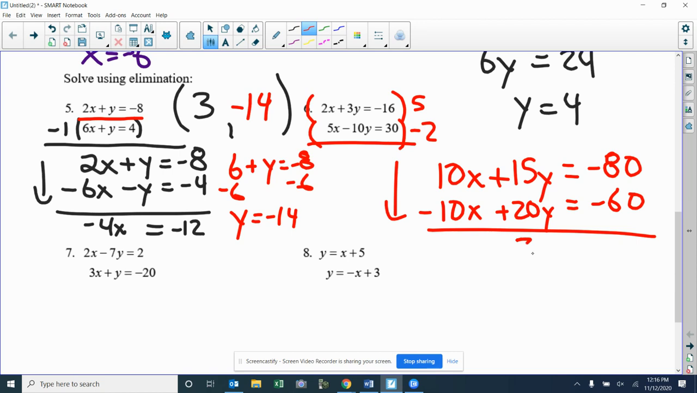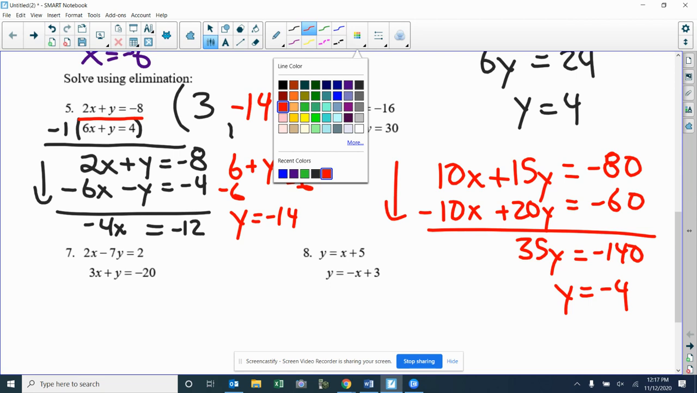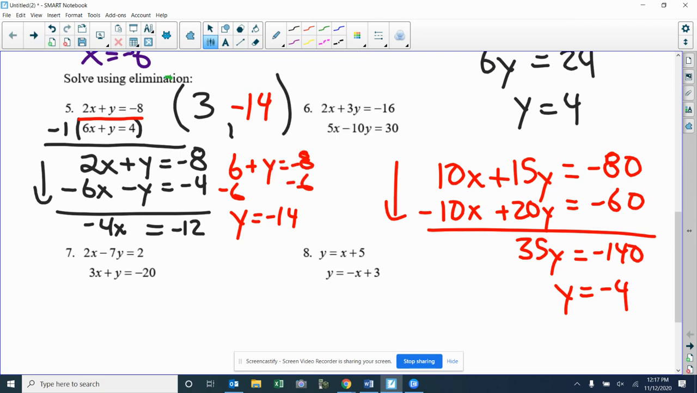Those are gone. I get 35y equals -140. I assume it goes in there evenly, I think 4 times, is that right? So my y divided by 35, my y is -4. All right, back up to the top here, I'm gonna erase what we got. So now we're ready to plug in and solve for our x value. So y looks okay right here. I'm gonna try this one, -4.